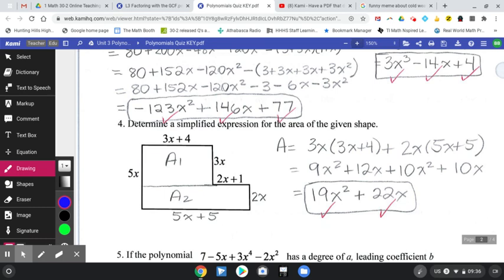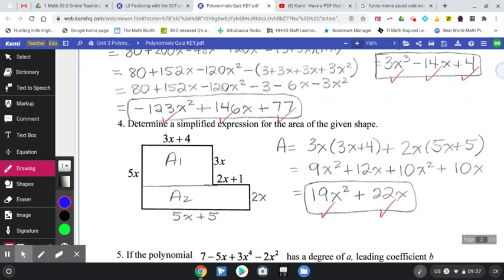And then with number 4, we're actually still doing that same kind of marking. So 1 for the 19x squared, 1 for the 22x. And half a mark off if you have it in a different order. And compare your work.